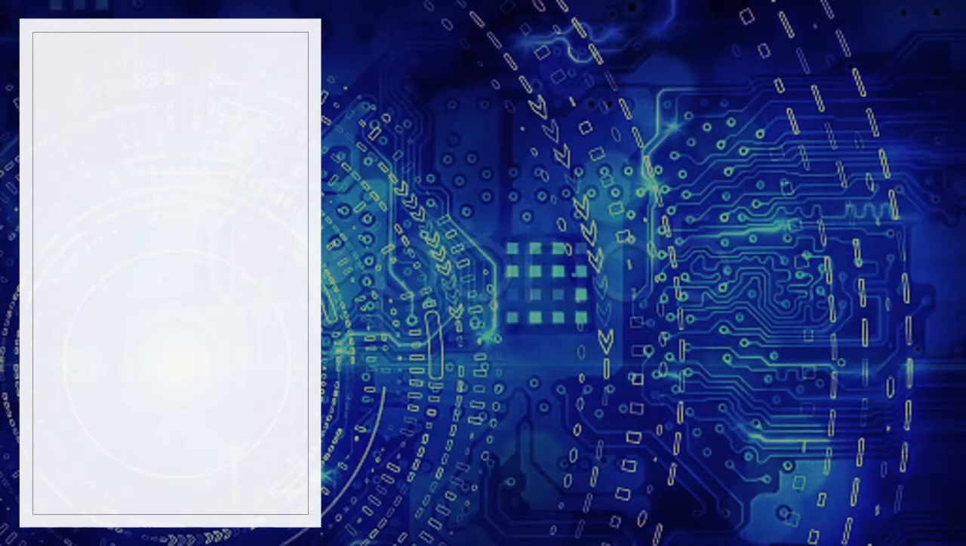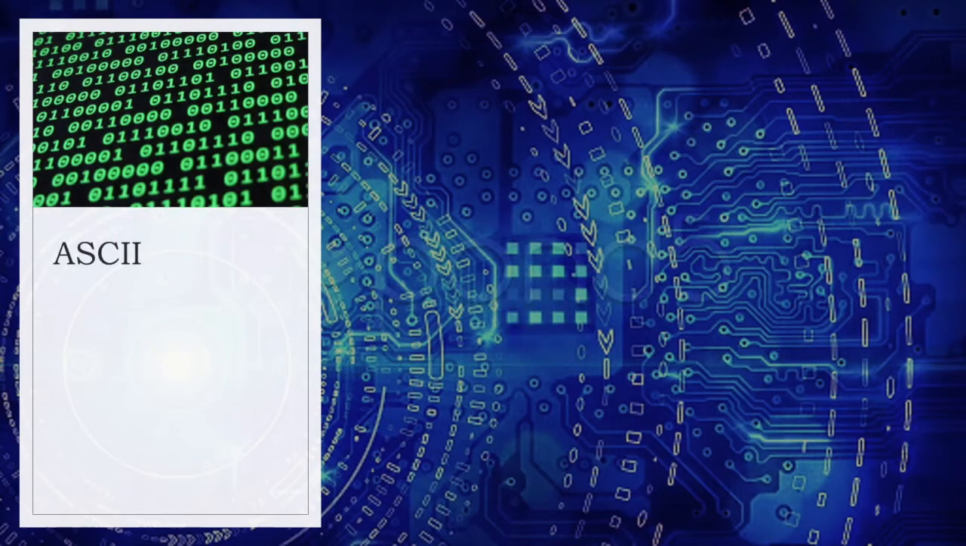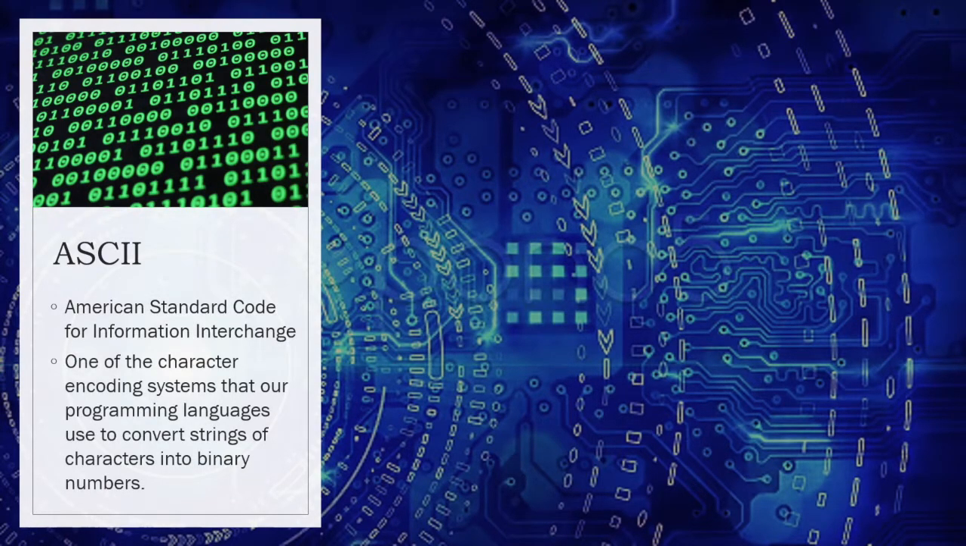Now that we know how computers represent numbers, what about letters? Magically, alphabets are also represented with binary numbers in our computer. A system that alphabets are represented in is called ASCII. ASCII stands for American Standard Code for Information Interchange, and it's one of the character encoding systems that our programming languages use to convert strings of characters into binary numbers.